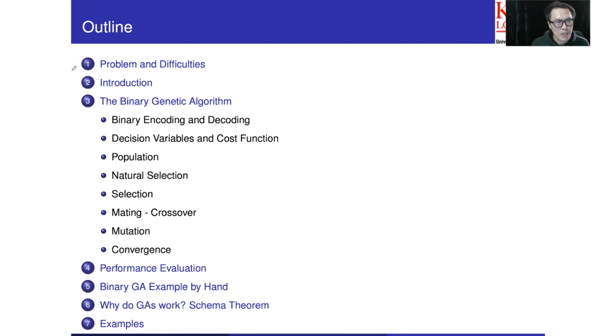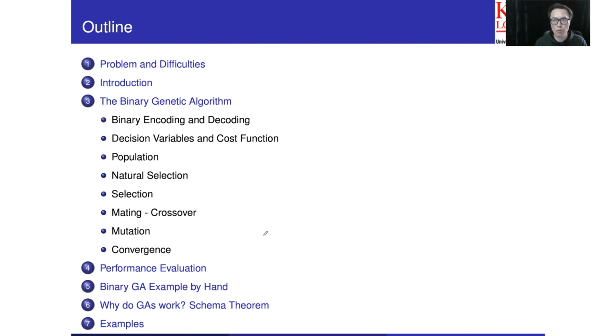This is the outline of this topic. First, I'm going to talk about the problem and the difficulties when we formulate the problem into a binary genetic optimization problem, and what kind of difficulties we would like to solve. Later on, I'm going to give you an introduction and every single detail about the binary genetic algorithm, that is, how it works every single step.